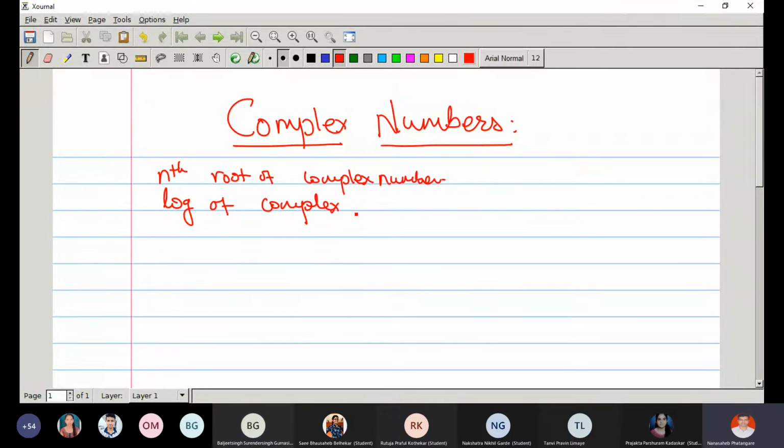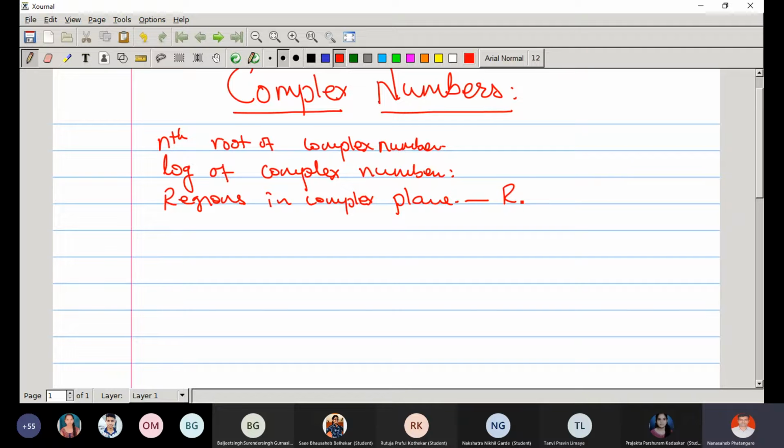Now regions in the complex plane, right? And in comparison with regions in the Cartesian plane. And various inequalities.